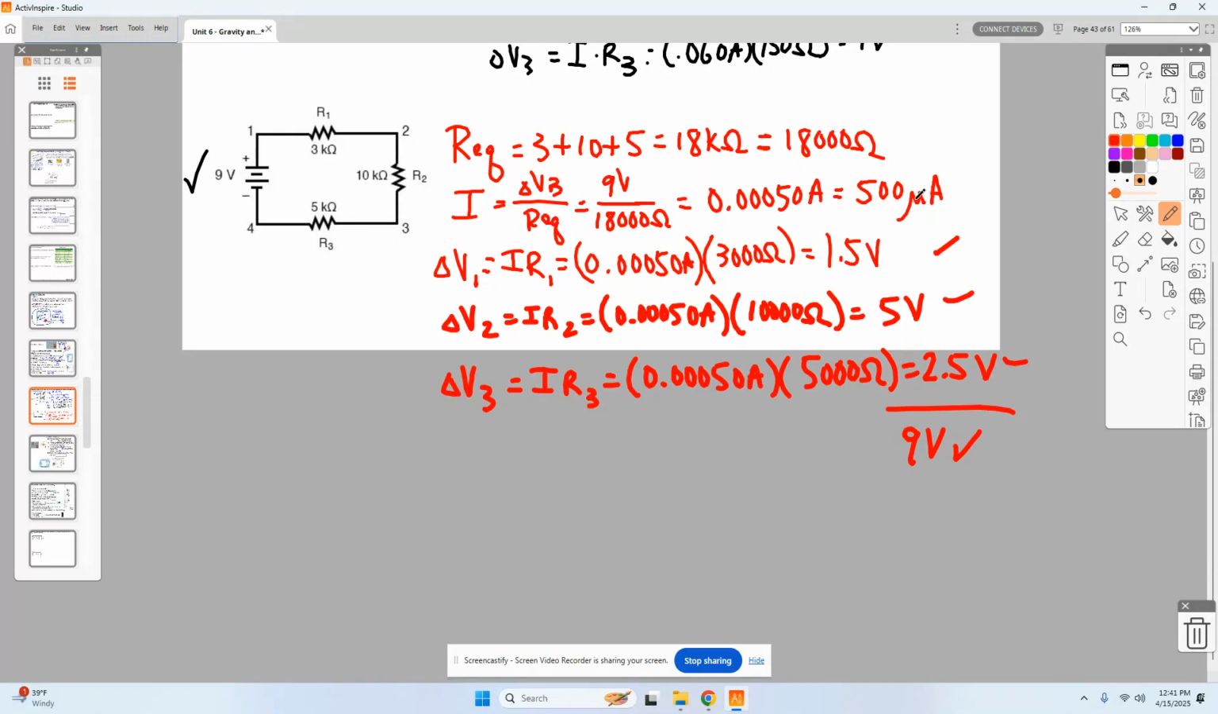And so micro means 10 to the negative 6, and so we might write it this way as well. When I go through to determine delta V's across that, you get 1.5, 5, 2.5 volts. Add them all together, you get 9 volts. This is what we should expect. And that completes this video on series circuit analysis. Good luck.